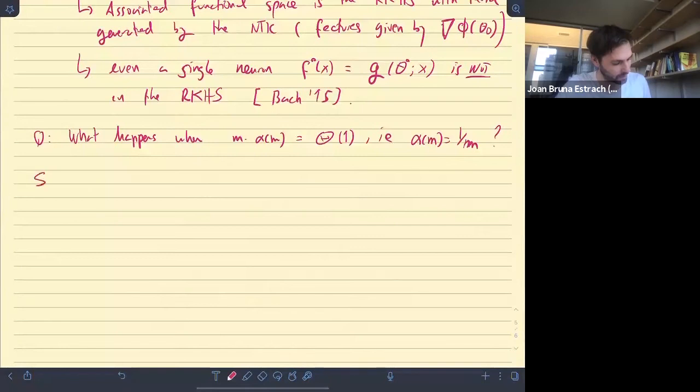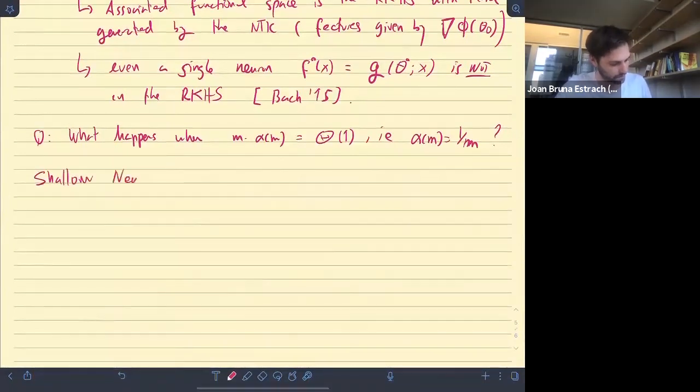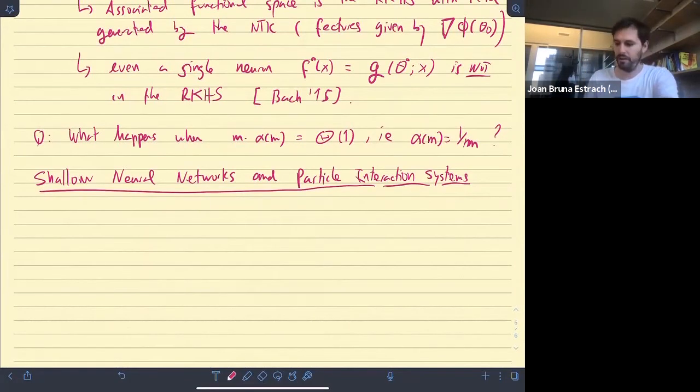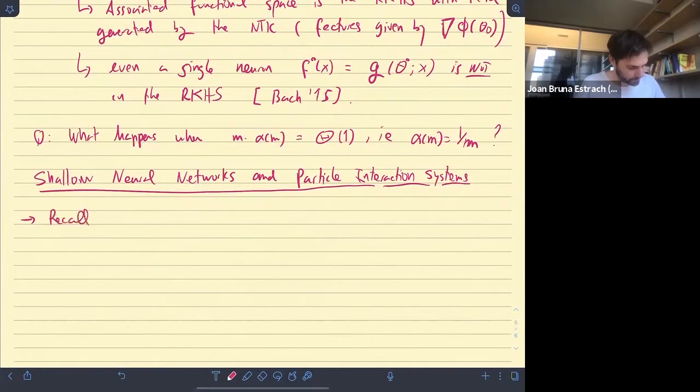Okay, let me just give you the title of what falls next: shallow neural networks and interacting systems. Now let's recall our model for shallow networks, and hopefully the notation is going to be consistent.